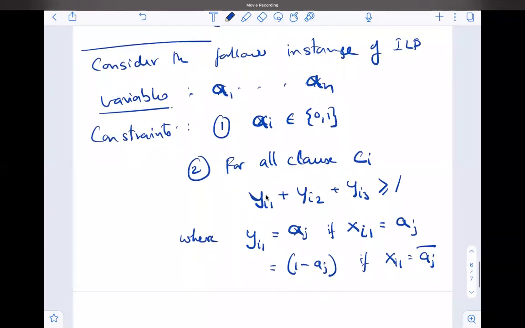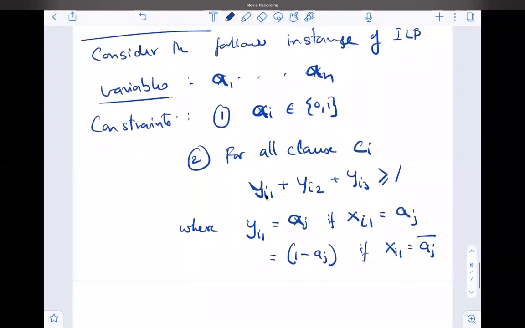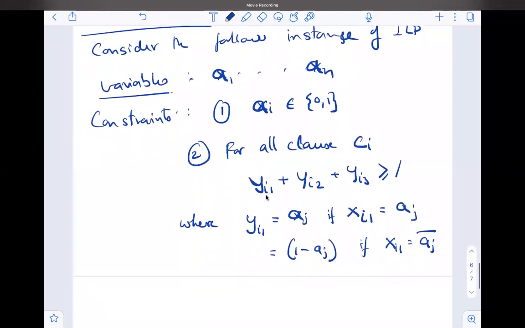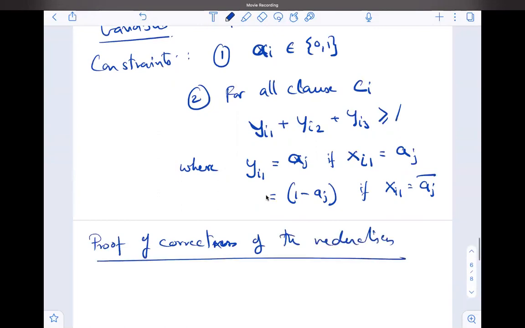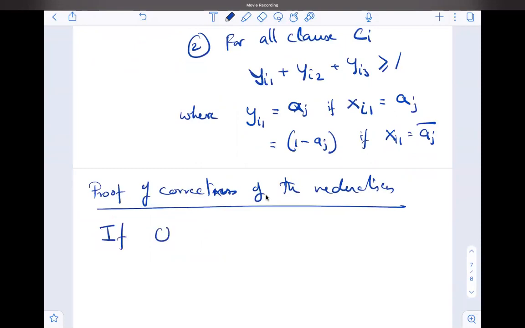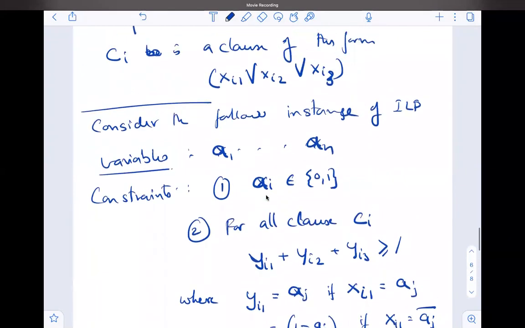So now the question is, what do you have to prove? You have to prove two things, right? First of all, the proof of the theorem, the proof of correctness of the reduction. If phi is satisfiable, oh, I have not yet told this one. What is this ILP thing? Variable cost. And what am I doing? You maximize one. Okay.